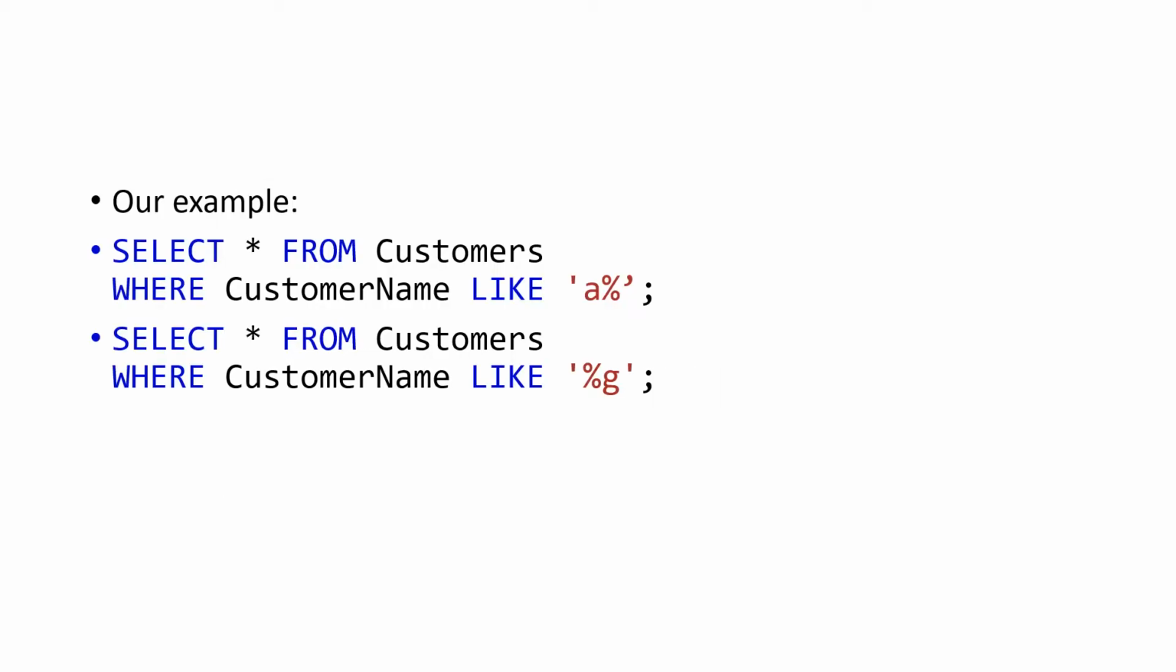Some example of like operator are given in our scenario. We have a customers table and a column customer name, and we can use like this. First is showing all customers where customer name starts from A, and the second query will return only those customers where customer name ends with G.